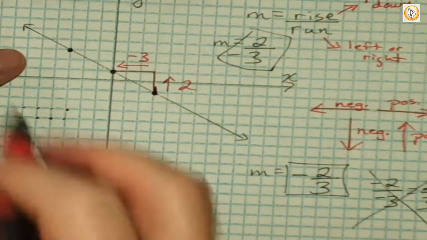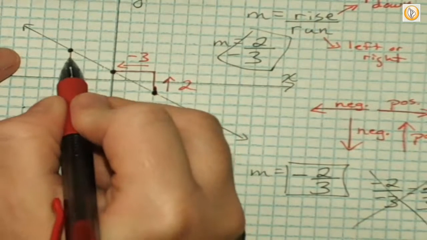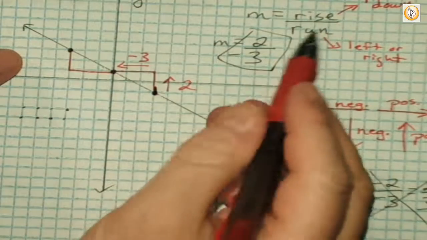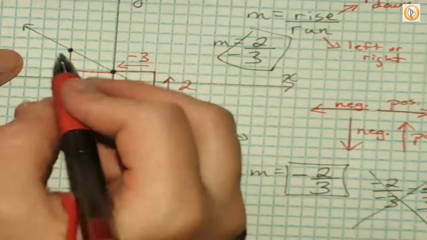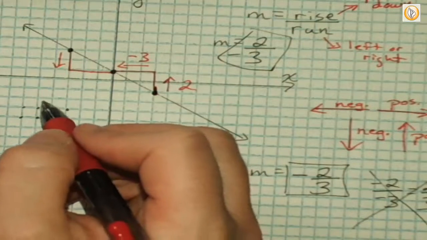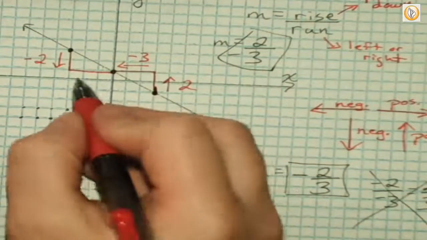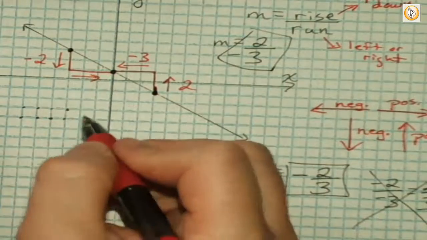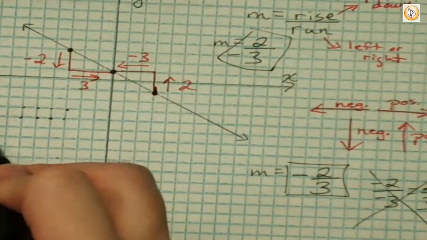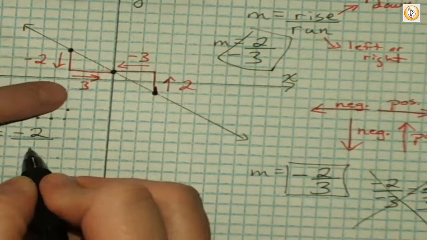let's say I want to go from this dot to this dot. I'm going to draw my map. My rise is first, so I go down how many places, which would be -2. And then I go right how many places? 3, which would be +3. So then again, my rise would be -2 over 3.